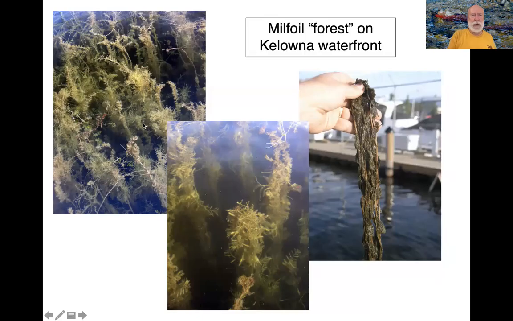So here's some milfoil from the Kelowna waterfront. You can see it growing. This stuff's a little bit scummy. It's got some algae growing on it. But then I took a handful of this, pulled it up out of the water, and it's just, bleh, okay? It doesn't have the supportive tissue to stand upright once I pull it out of the water. It just hangs there like a limp rag. So that illustrates what I mean, that the aquatic plants don't have as much supportive tissue as terrestrial plants.